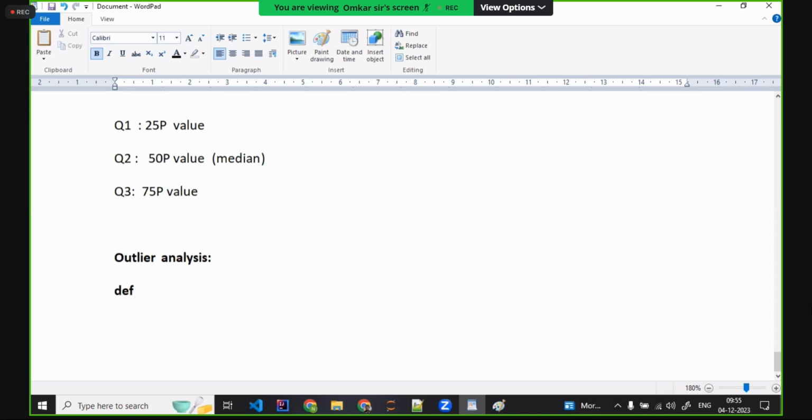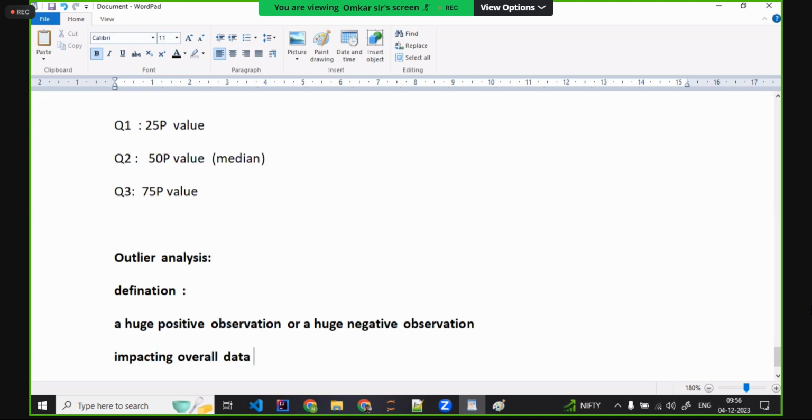That's my definition of outlier. Definition: an observation, a huge positive observation or a huge negative observation, that is impacting the overall data is called an outlier.